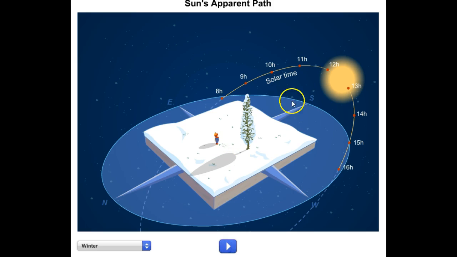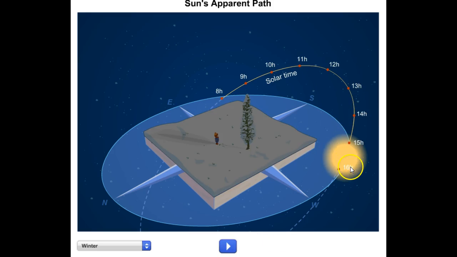Now here's the middle of the day, so noon, and the shadow is cast right behind, shorter than it was when it came up. Let's see, can you predict what's going to happen when it gets over here to 16 hours? Where is it going to be? So the sun will be here, the shadow will be where, and will it be long or short? Let's take a look.